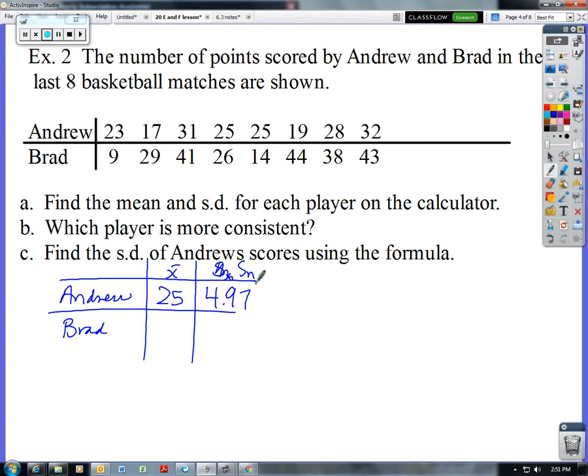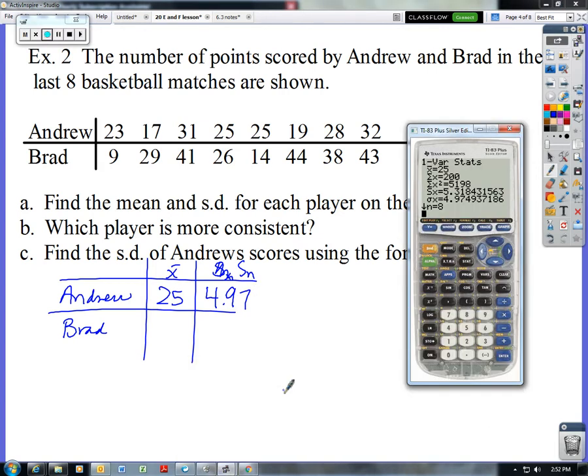Now let's do Brad's. Okay, sorry. And what we'll do too is at the end of this, man, we get a lot of interruptions. We're also going to find the standard deviation of Andrew's data by hand, so that you'll see that we will indeed get the 4.97, in case you're not convinced, in case you don't believe me.